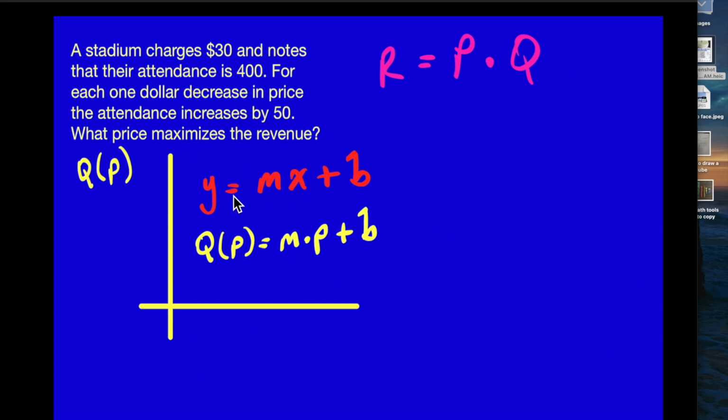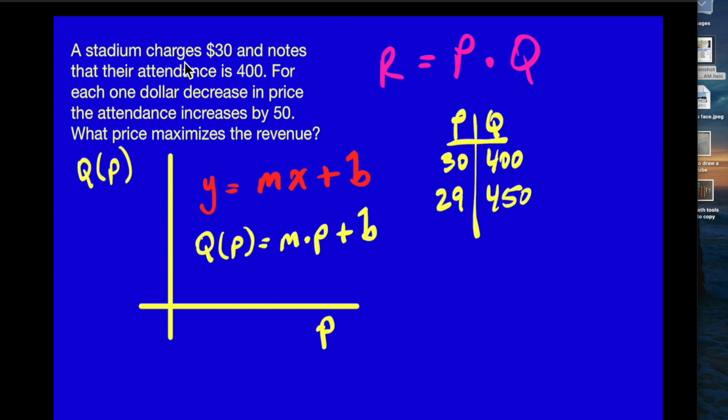So let's go ahead and get the linear expression that relates the quantity to the price. The price will be the input here, and Q of P on the y-axis would be the output. So we're given some points here. So let's create our table for an input, which is the price. The quantity is going to be the output. So we know that when the price is $30, we have 400 in attendance. And when we drop it down $1, we have an increase of 50 in the attendance. So first we're going to get the slope. The slope is going to be the change in y over the change in x. That's going to be negative 50.